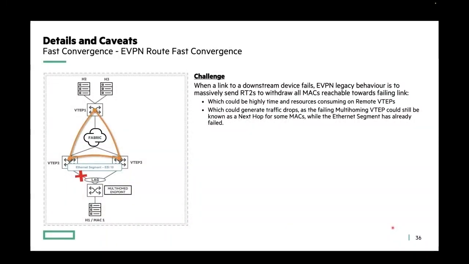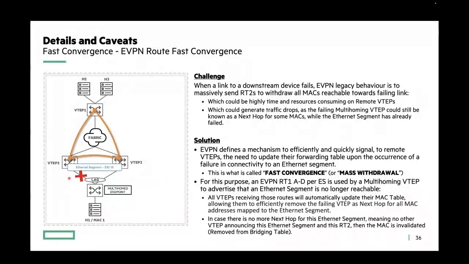Now let's move forward with EVPN fast convergence. The issue we could get when a downlink port fails, as you can see here, is the massive amount of MAC addresses to withdraw. So the legacy behavior would be to send as many RT2s as MAC addresses locally learned. But the issue here is the time that it takes to send all the required RT2s, but also the amount of time it could take for the remote VTEP to process all those RT2s. So the legacy mechanism is highly time and resource consuming, and it could generate traffic drops because a remote VTEP could still be seen as a remote port while the downlink port is not operational.